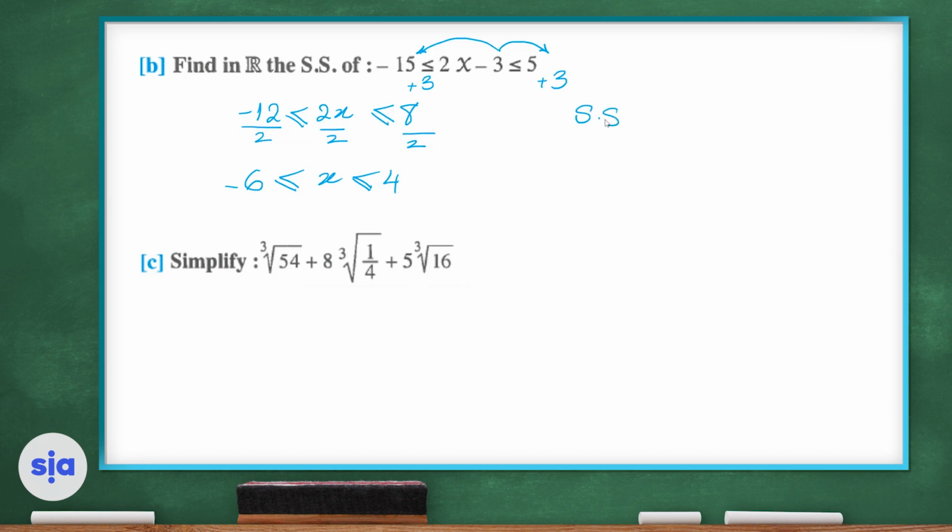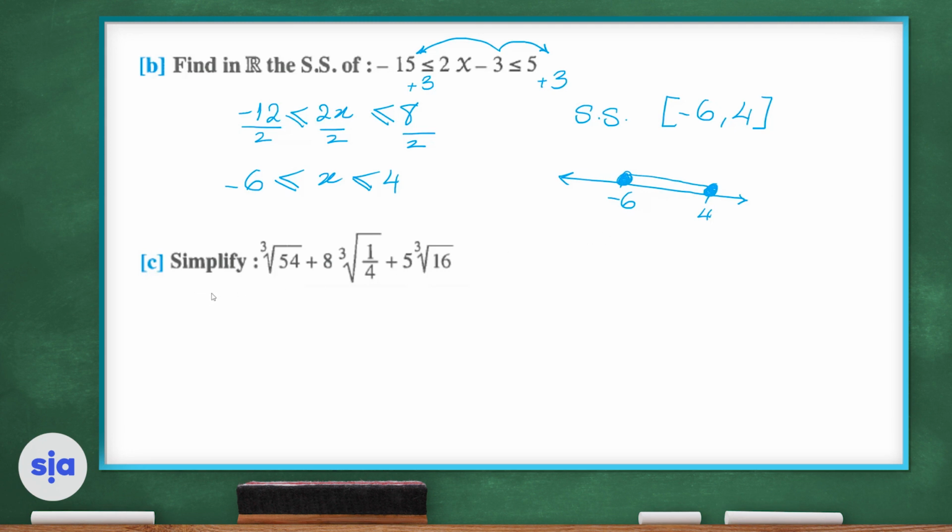So the solution set as an interval will be from negative 6 closed until 4 closed. If you want to represent it on a number line, it's from negative 6 until 4. Both are closed, and we connect between them.